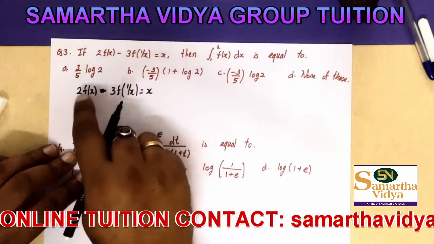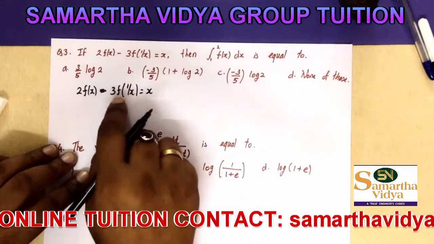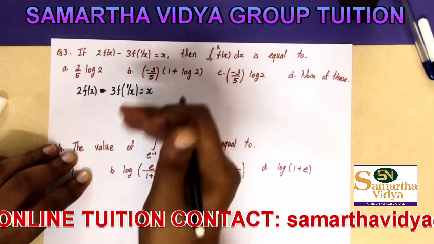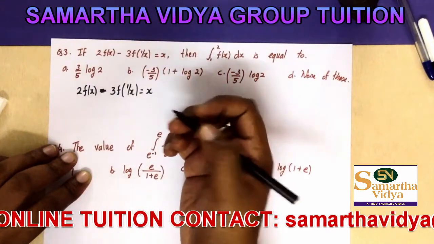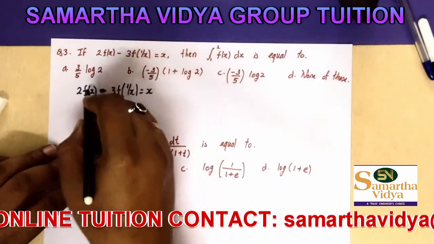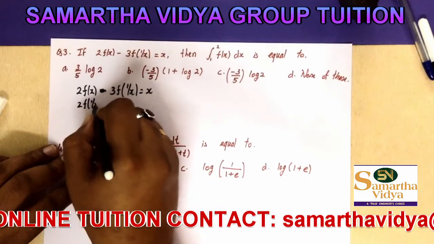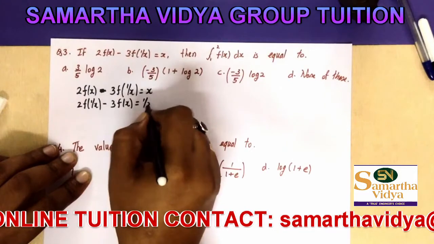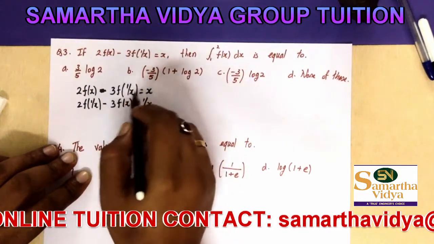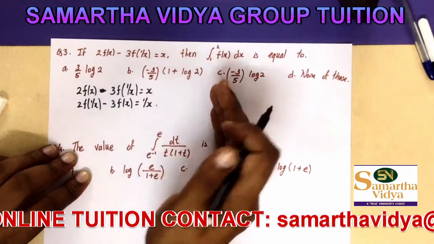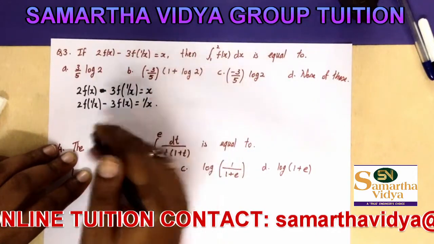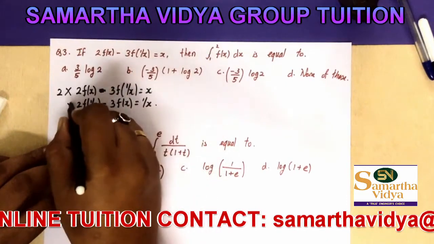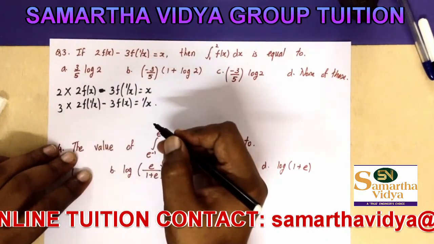Now I have two unknowns, which are f of x and f of 1 by x. I need one more equation to solve. For that one more equation, we will replace x by 1 by x. So this becomes 2f of 1 by x minus 3f of x is equal to 1 by x. I need to get rid of f of 1 by x because that is not what is required. So I will be multiplying this equation by 2 and this equation by 3.